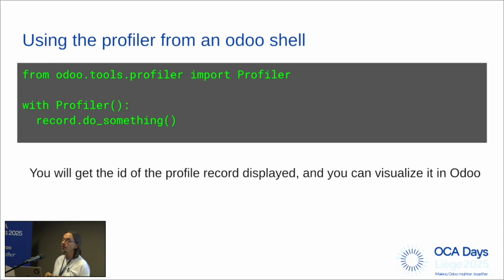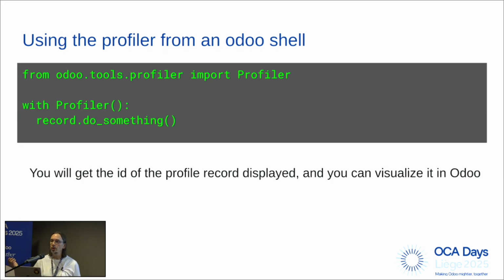Something I learned very recently, and I wish I'd known it earlier, so I'm sharing. You can use the profiler from the Odoo shell. There's a context manager. You say with profiler record, do something, and this will produce a stack call in the database, and you can view that from the user interface of Odoo.